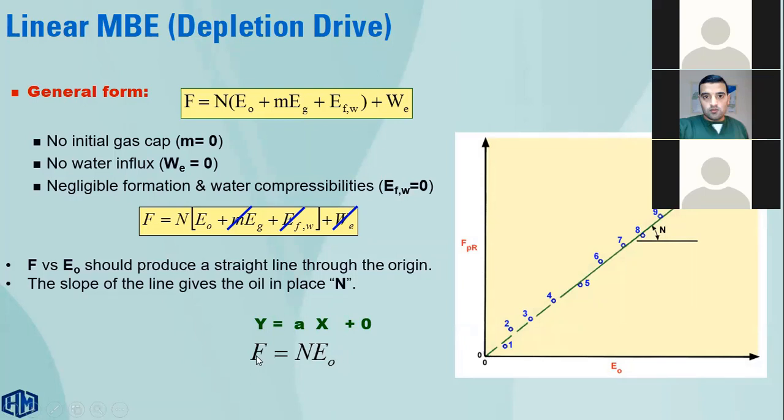If we present this equation as a straight line equation, we'll have y equals ax plus 0. So it's a straight line equation with F on the y-axis versus E sub O. The slope of this equation will be N or STOIIP, and the intercept will be 0. So for depletion drive, by plotting F versus E sub O, you will find N or STOIIP is the slope of this straight line passing through the origin.